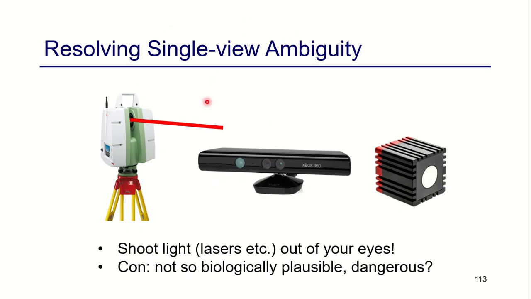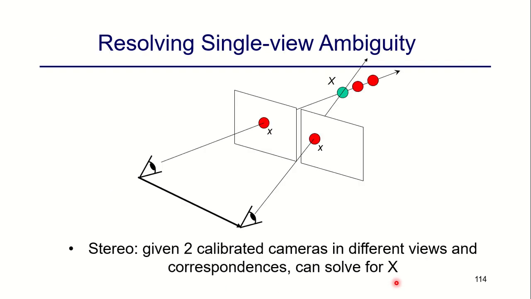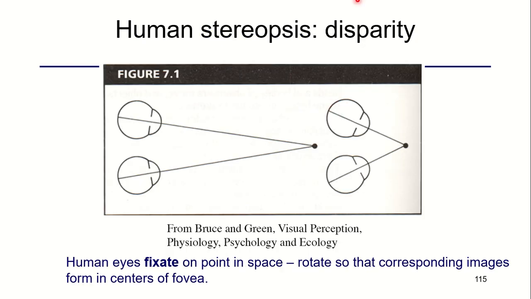So how do you resolve this single view ambiguity? Either you shoot lasers out of your eyes, which is not possible, not biologically plausible, and dangerous. So how to solve this? You take 2 different calibrated cameras in different views. This is one angle of view, this is another angle of view, and this will solve X: the 2 views intersect at a point, and you define that this is the position of X. Instead of doubting all the positions, now you get a conclusion of what the position of X is. This is human stereopsis disparity. So this is the way you fix it.